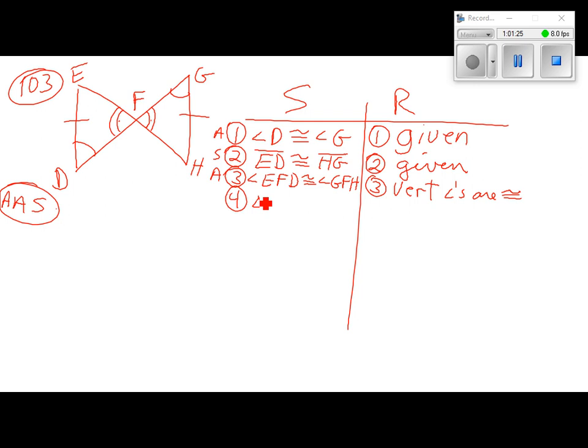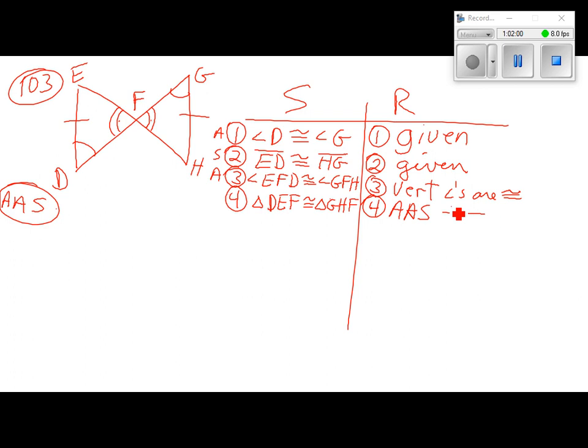Now you've got to match up the triangles. This time they've already matched them up for you, so you don't really have to worry about it. But if you need to, what would we have to do to this triangle to get it to match up to that one? Flip it. Just flip it over like this? Oh no, you've got to rotate it. But this time they told you how they matched them up. DEF, GHF. And what was it? Angle, angle, side.